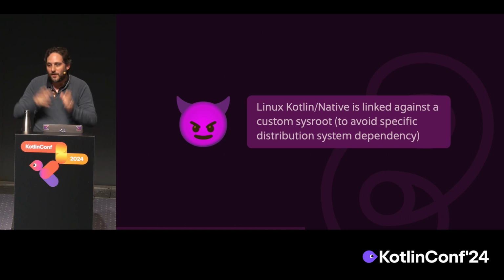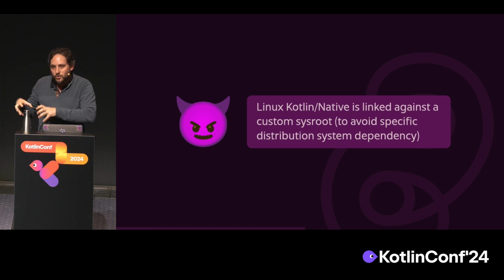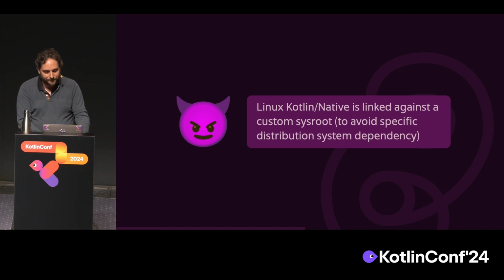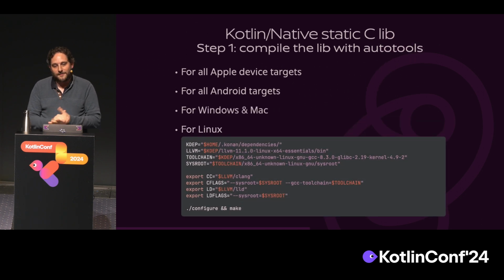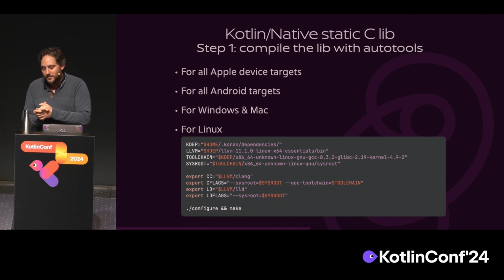So instead of compiling with your system, it will compile with a sysroot that is provided by Kotlin Native. So you shouldn't compile your library with your host toolchain. You need to compile the static library with the Kotlin Native toolchain. Which means that actually it's simple for Windows and Mac, but for Linux, you also need to override a set of system variables. These are always the same: the CC, the LD flags, the LD binaries, etc. Okay, so that is if you're using AutoTools.